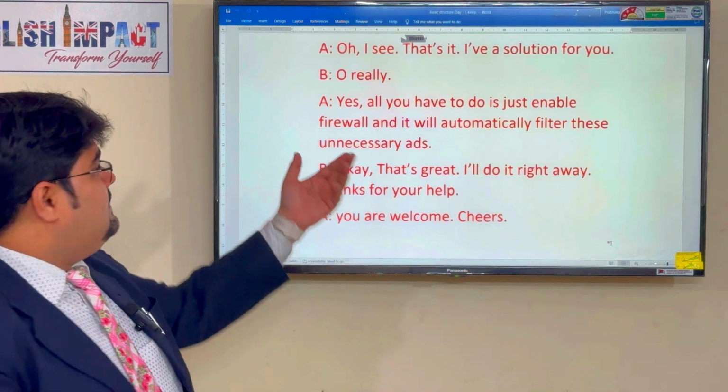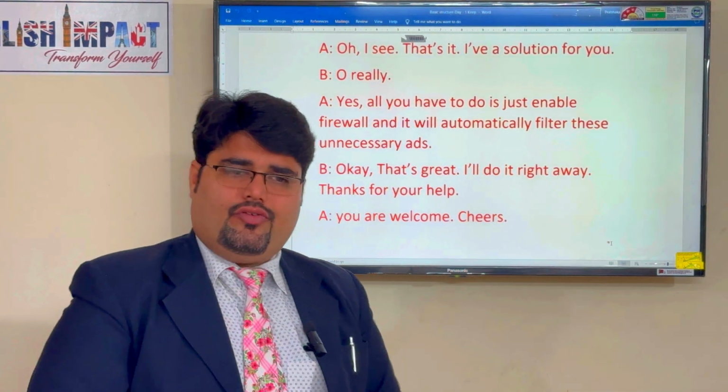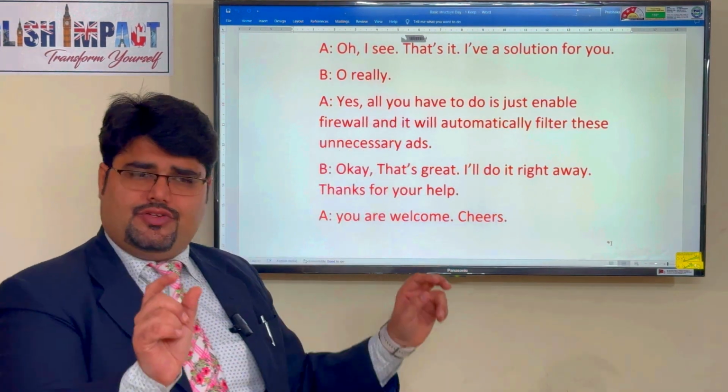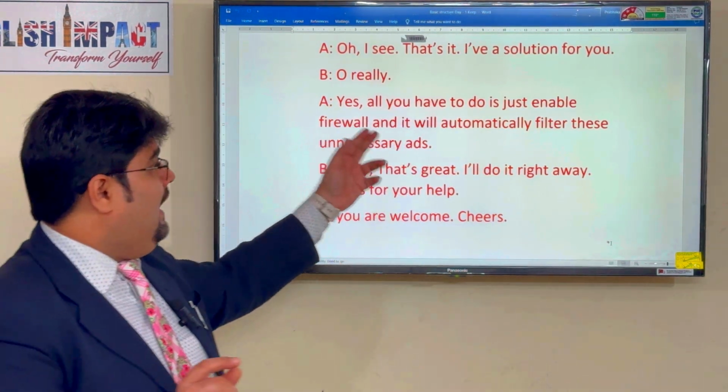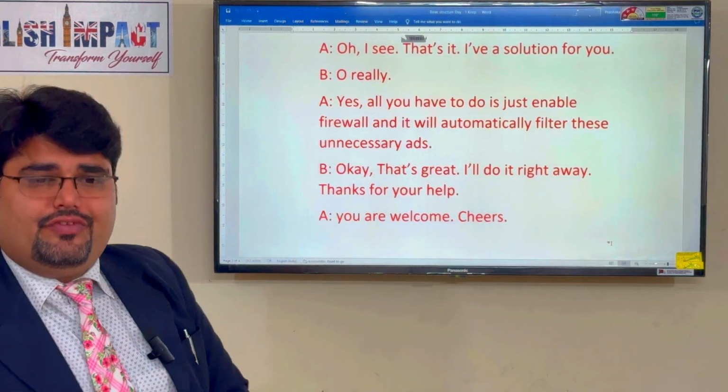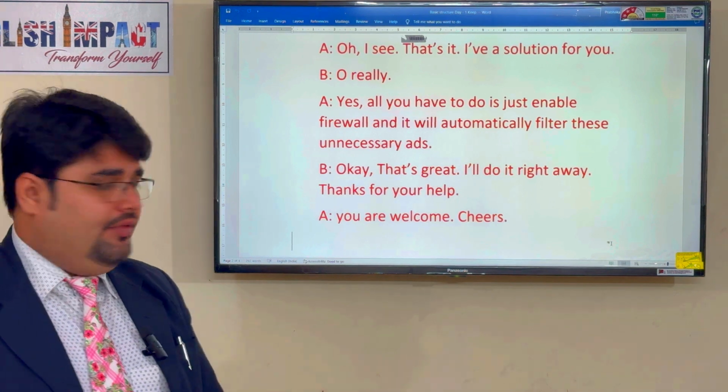So do you know this feature in your Microsoft Windows? There is a setting called firewall. So what you have to do, you have to just enable your firewall and it will automatically filter all the unnecessary ads for you. So again B: Hey, that's great.